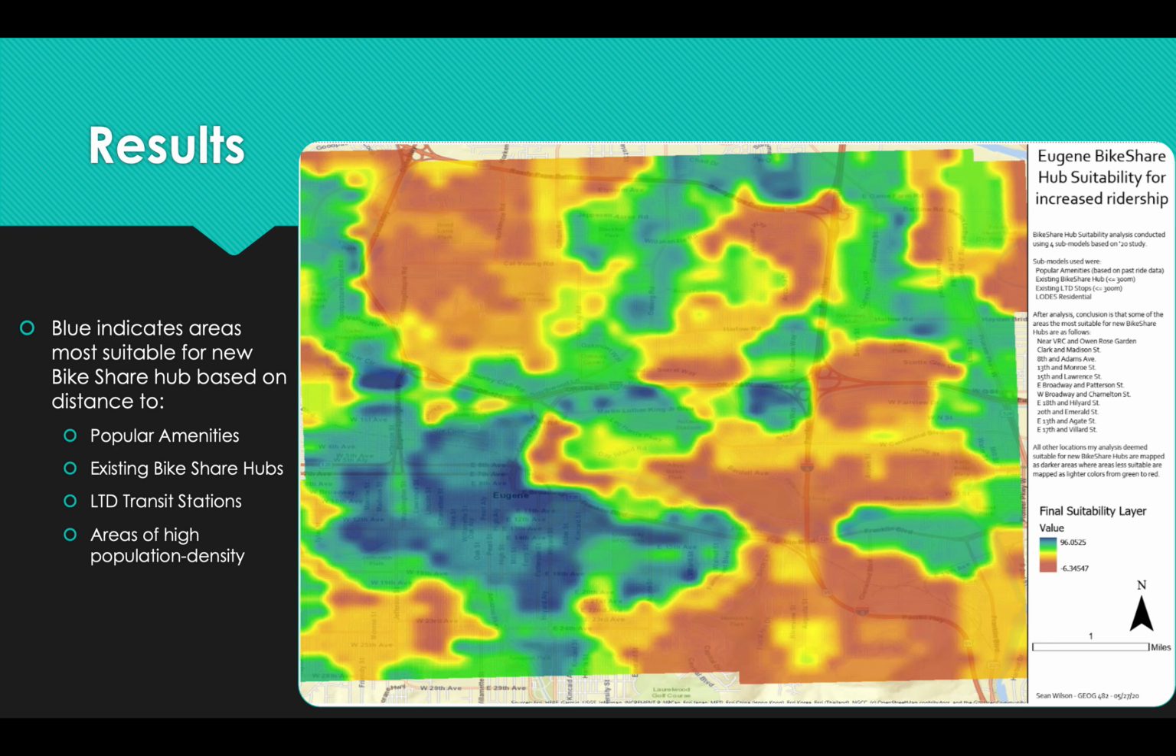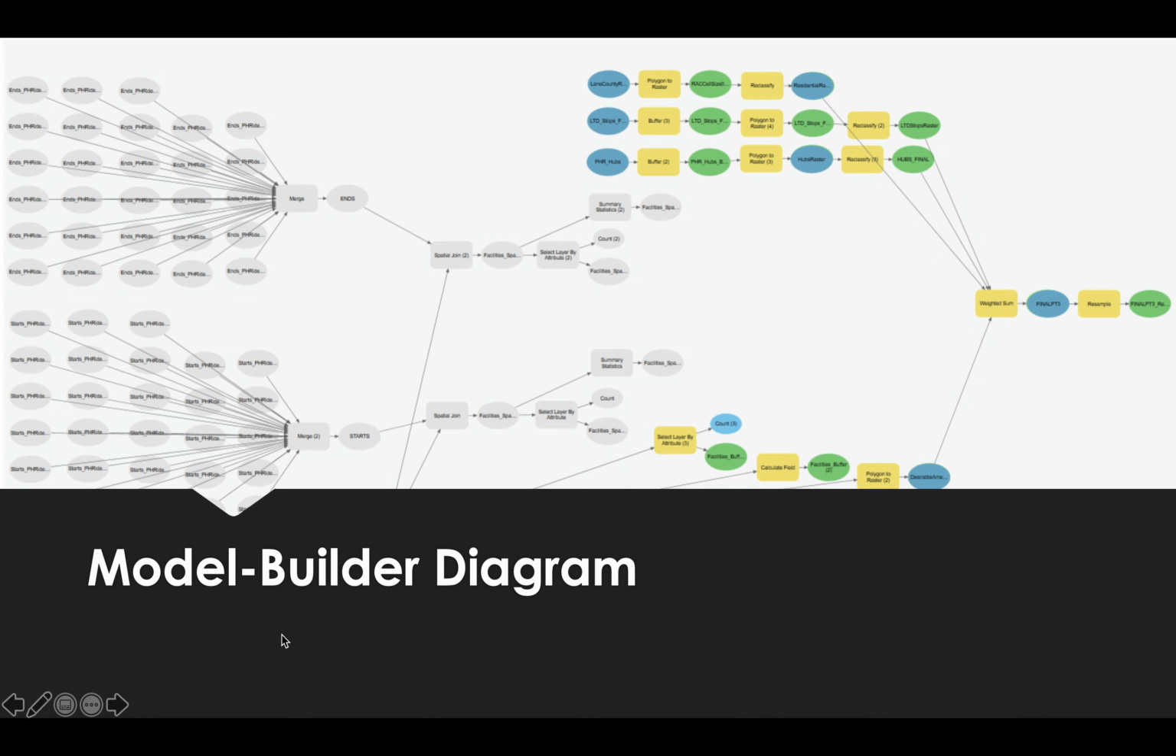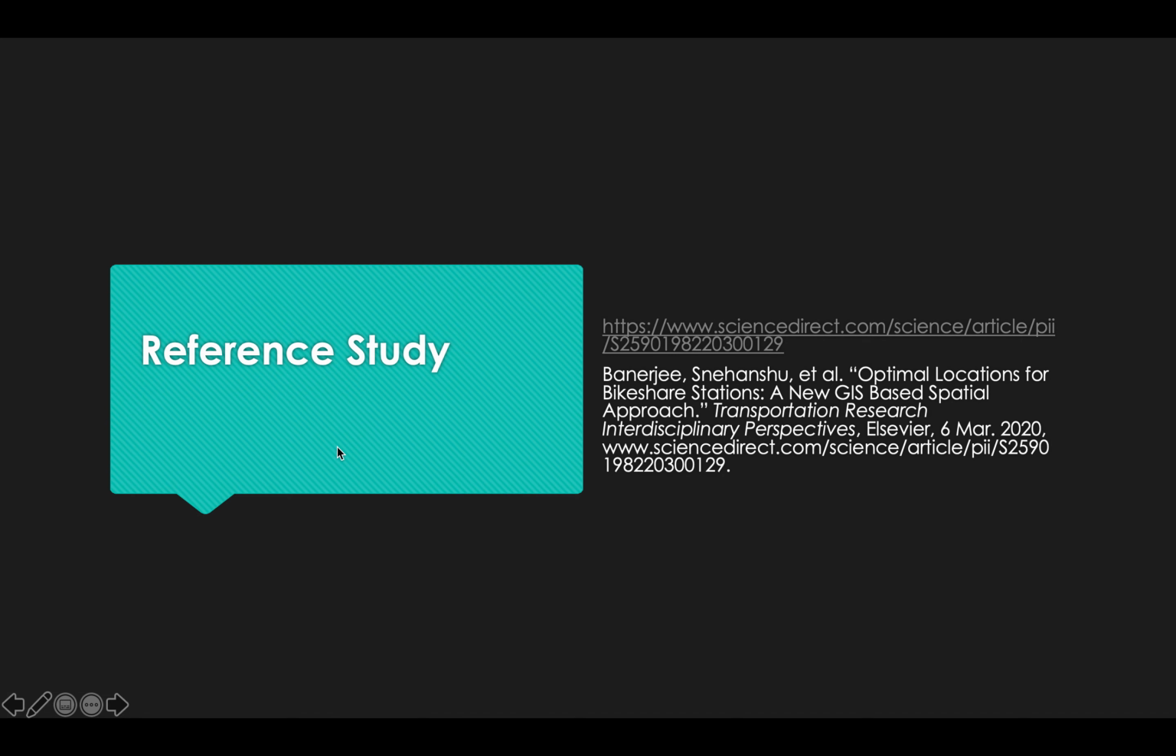We can see around downtown Eugene, there's a lot of suitable locations, and then up by Valley River Center, a little bit more East Eugene, South Eugene. So this is my final product, my final result. And then here's my model builder diagram. Pretty much covers everything my analysis involved. And then here is a citation for the reference study that I used.